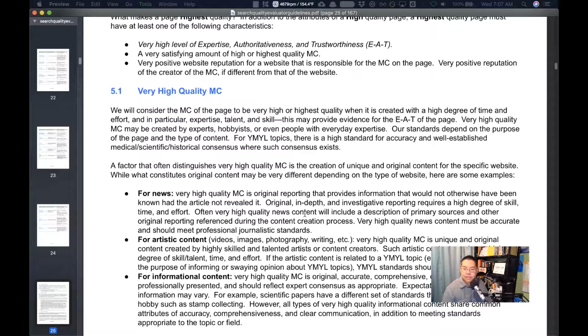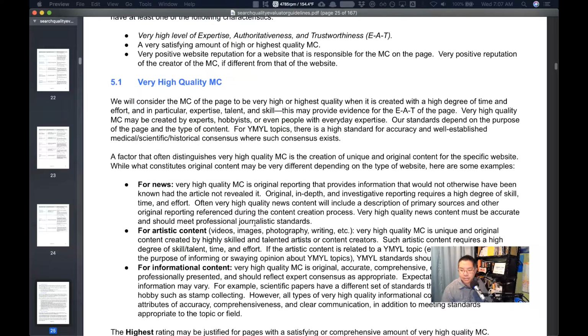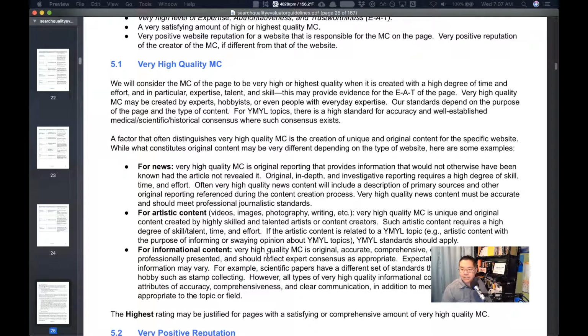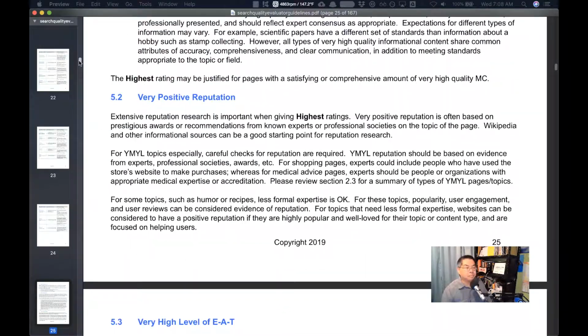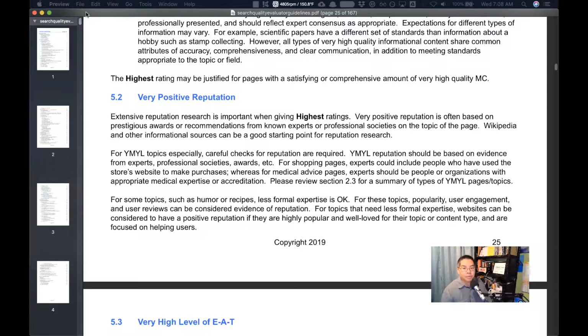Often, very high-quality news will include a description of primary sources and other original reporting referenced during the content creation process. Should be accurate and meet professional journalistic standards. For informational content, original, accurate, comprehensive, clearly communicated, professionally presented, and should reflect expert consensus as appropriate. Now, that's a lot of stuff in there just on the quality of the content, and that doesn't even get into things like reputation. But think about your content.